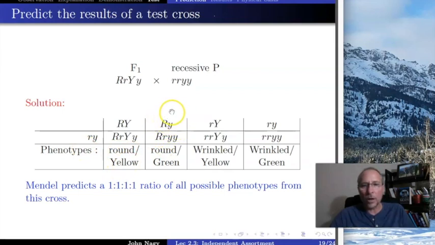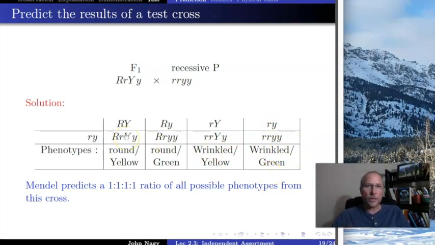Well, you have big R, little y crossed with little r, little y, which gives us big R, little y, little y, which would be round and green. This one is going to end up being wrinkled because little r is the result, and a big Y gives us yellow. And then finally we get all little, which is going to give us wrinkled green.